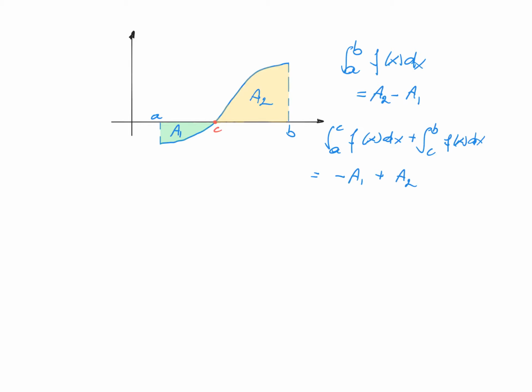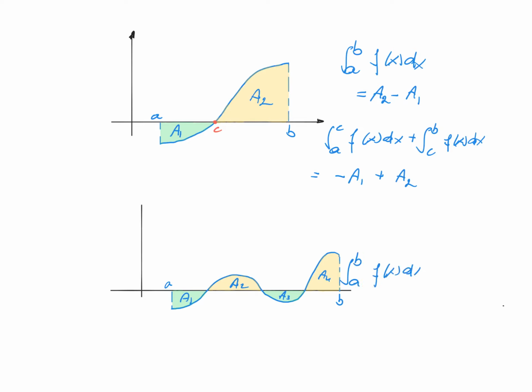So it is the positive area, the area which is on the positive side of the x-axis, minus the area which is on the negative side of the x-axis. If you have a function with multiple crossings of the x-axis, you can do the same thing. So by extension, the integral between a and b of f of x dx, in this case, is minus A1 plus A2 minus A3 plus A4.